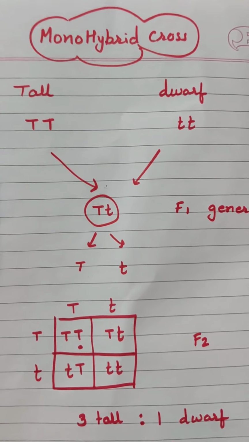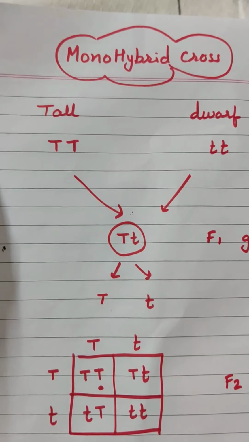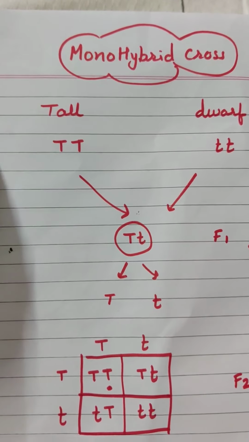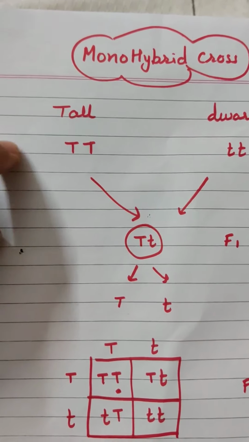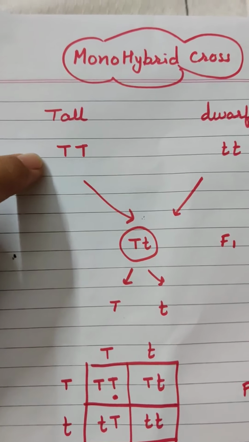Okay, so let's study monohybrid cross. As you know, Mendel has studied in pea plant. So he took two types of pea plant. One is tall, so its genetic composition is capital T, capital T.